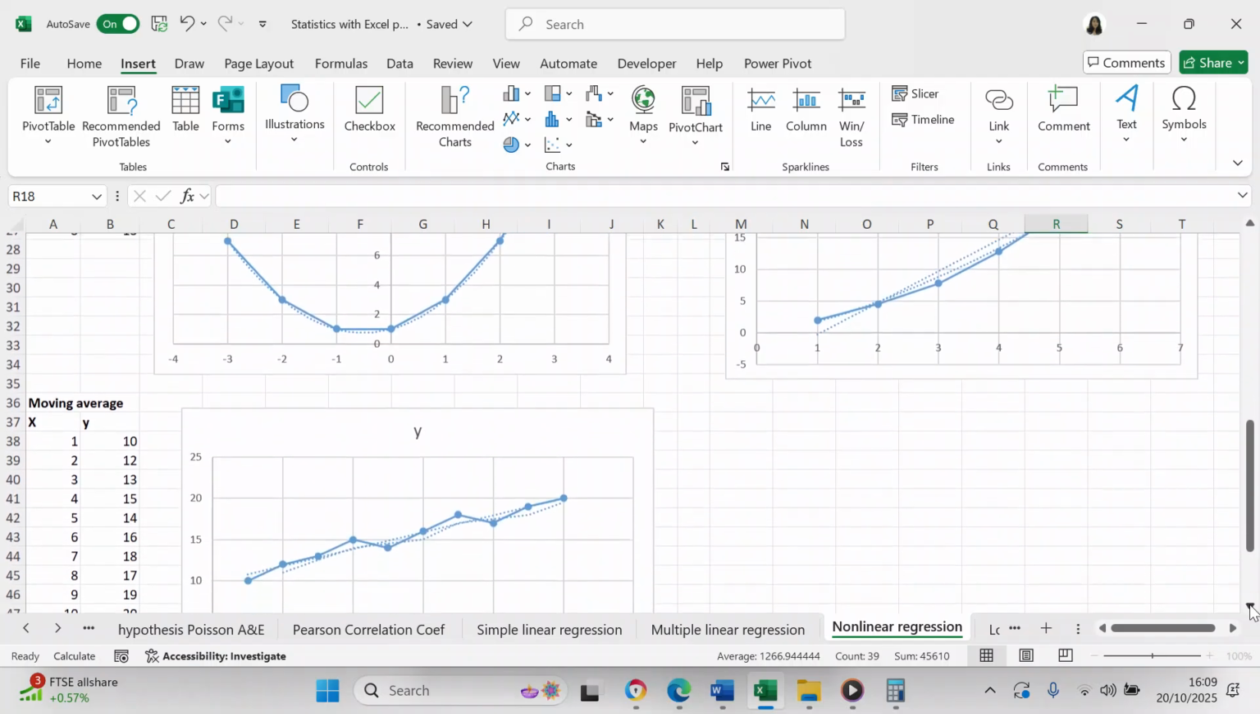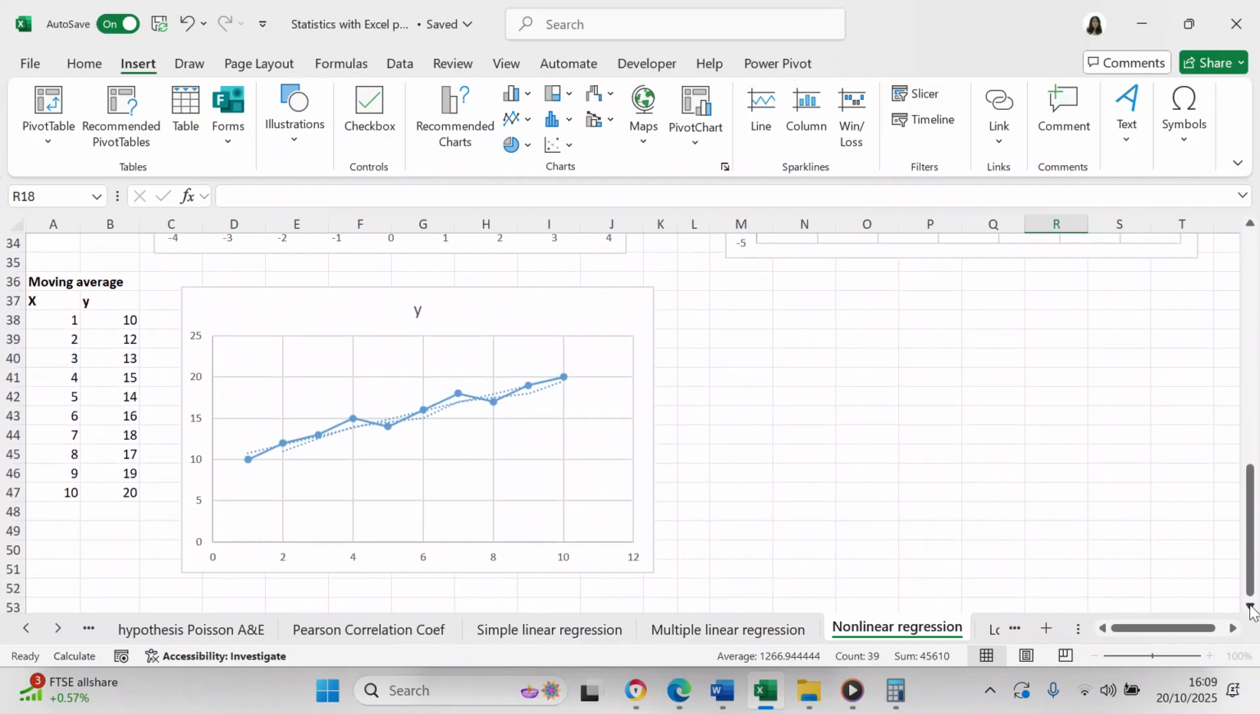Now we've got moving average. Moving average is actually one of the techniques that is used in time series forecasting. With our moving average, we've got x of 1 to 10, and we've got y of 10 to 20. You can see how we calculated moving average in that regard.